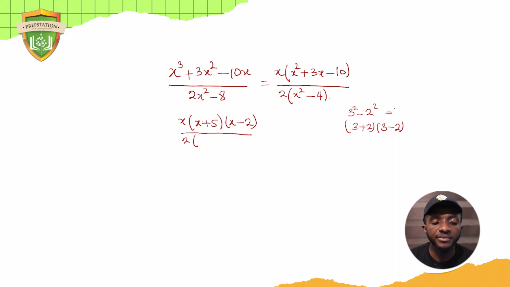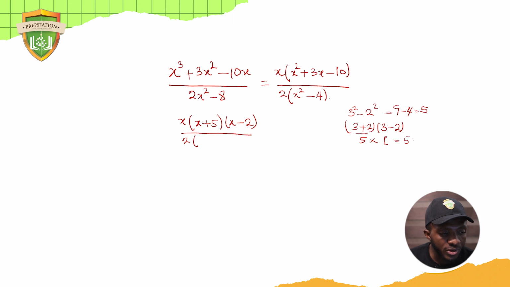You can check that. 3 squared is 9, 2 squared is 4. 9 minus 4 is 5. Let's do this. 3 plus 2 is 5. 3 minus 2 is 1. What is 5 times 1? It's still 5, so you see that. So now that's what happens here.